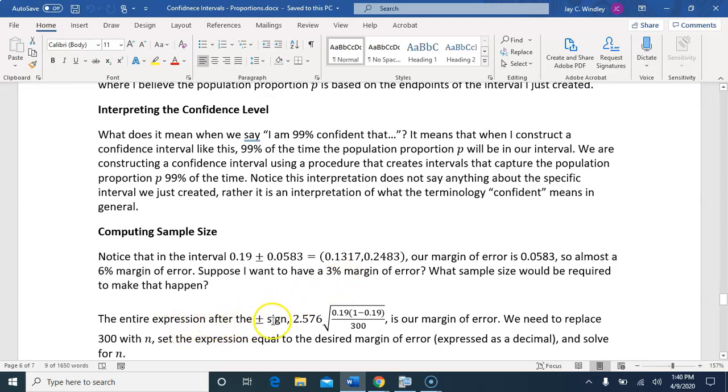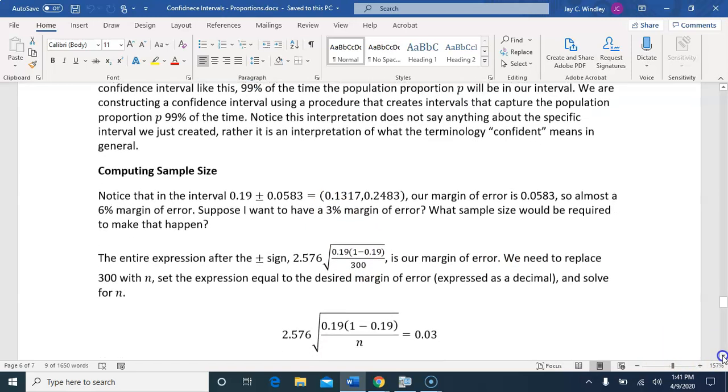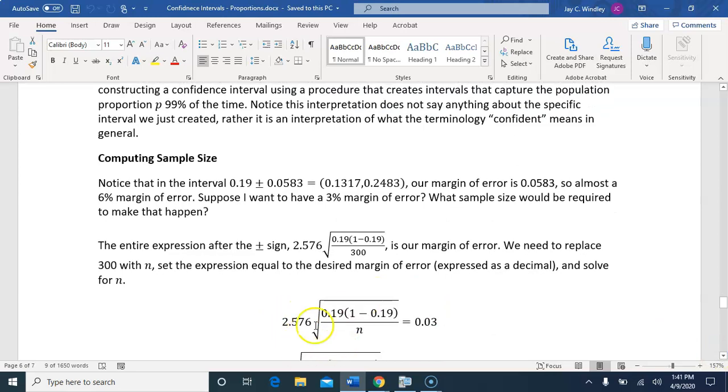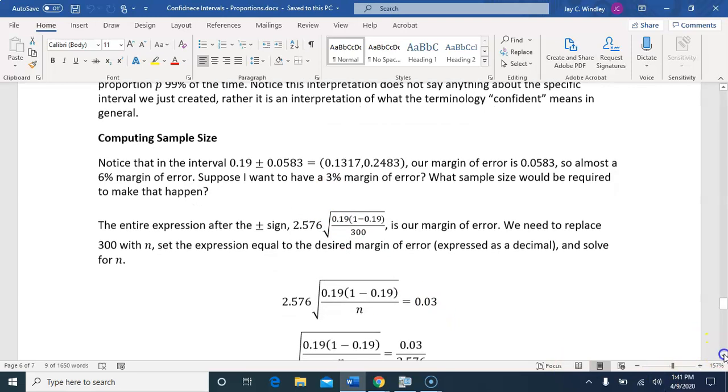So the entire expression after the plus or minus sign is our margin of error. What we need to do is replace 300 with n, and make this whole expression equal to our margin of error, 3%, and then solve for n. So we want the margin of error, which is our z-score times the radical of p-hat times 1 minus p-hat over n, to be 3%. Notice I changed the 3% to a decimal. So now we've got some solving to do.